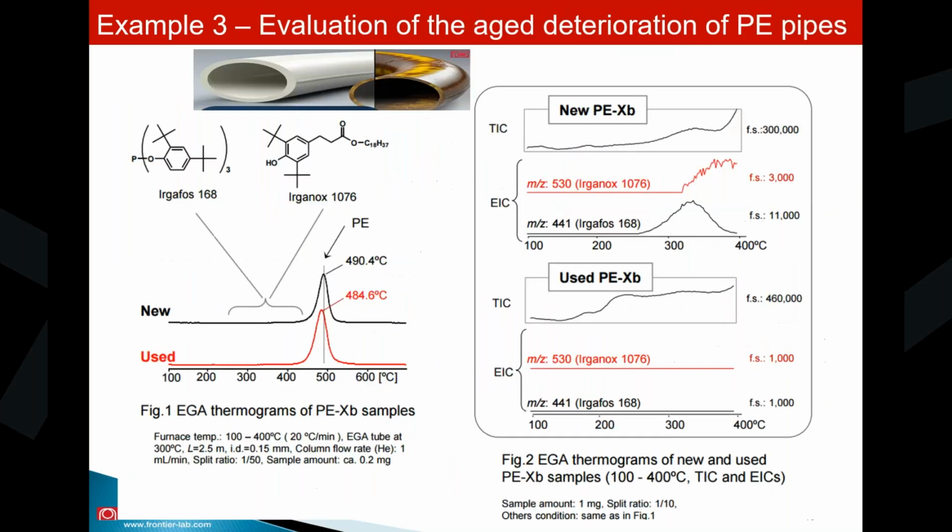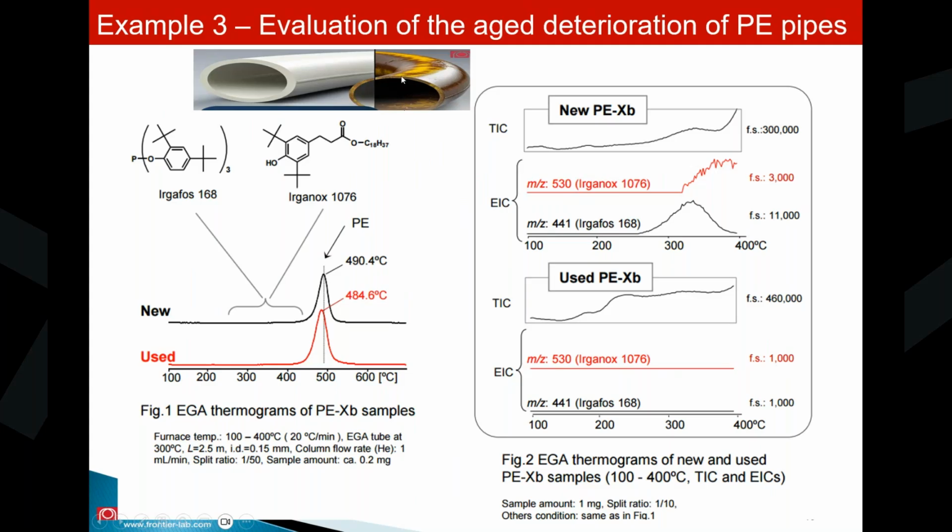So example 3 is talking about the evaluation of age deterioration of polyethylene pipes. As you know, polyethylene pipes are used for hot water circulation. So here we see the physical appearance change when the polyethylene pipe is used for hot water circulation over a period of time. We can see there is a color change, which could be due to some oxidation.